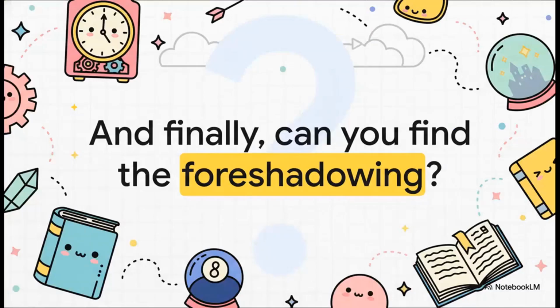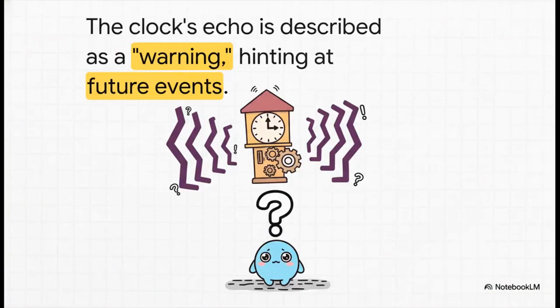And for the final piece of the puzzle, foreshadowing, where's the clue? Where's that little breadcrumb hinting at what's coming next? Got it. It's that one single word, warning. The author could have said the echo was fading or hanging in the air, but no, they chose warning, and that word instantly creates suspense. A warning about what? Now we have to know. That's foreshadowing at its best.